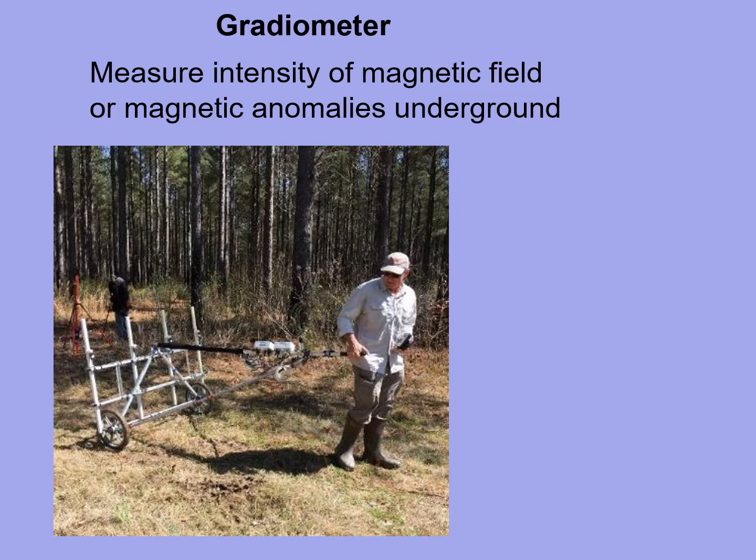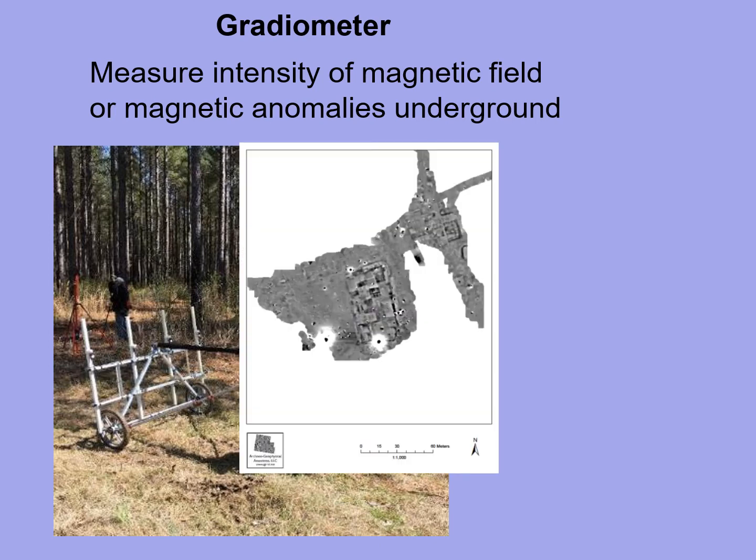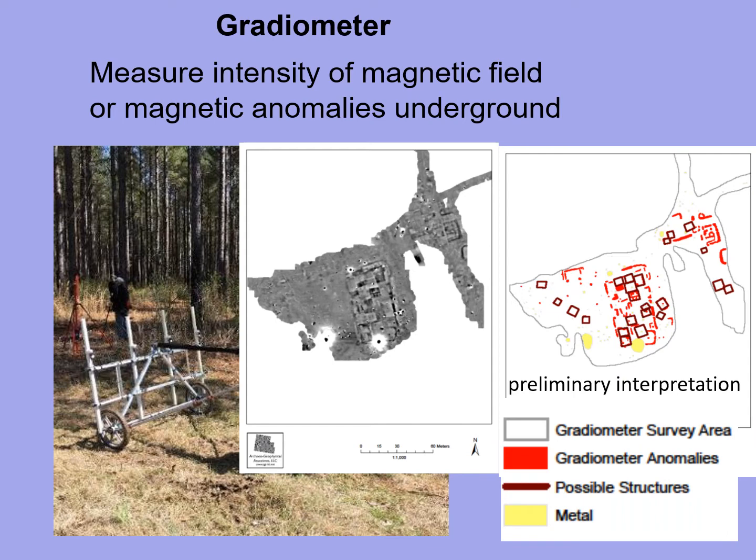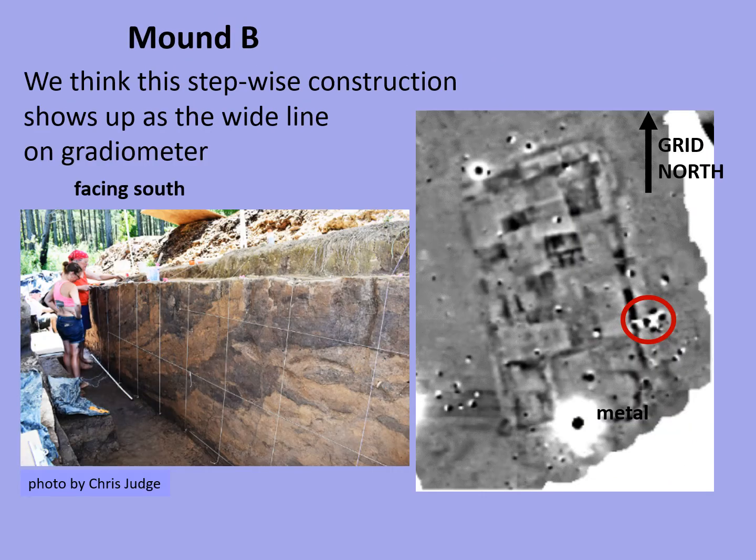The gradiometer is an instrument that you pull on wheels that measures the intensity of the magnetic field or magnetic anomalies underground. You end up with a map like this from your readings, which then needs interpretation, and it also needs ground truthing. That is, you need to dig into some of those things shown on the gradiometer map to figure out what they are. Here, we dug into the side of this rectangular shaped mound. The red circles are trenched through this edge, and we believe that this stepwise construction is what shows up as the wide line on the gradiometer.